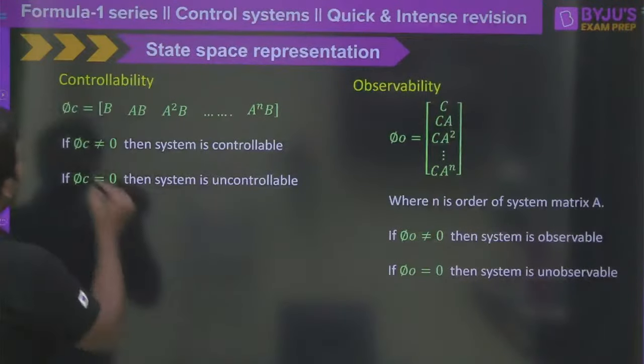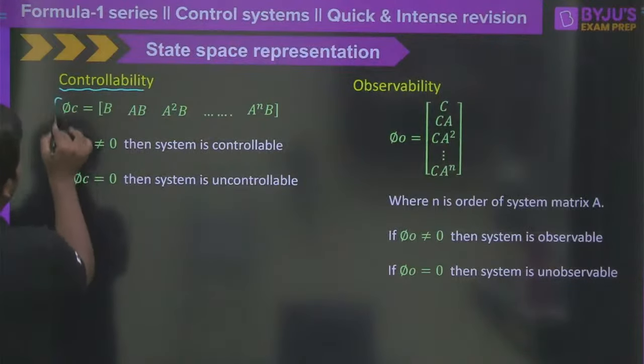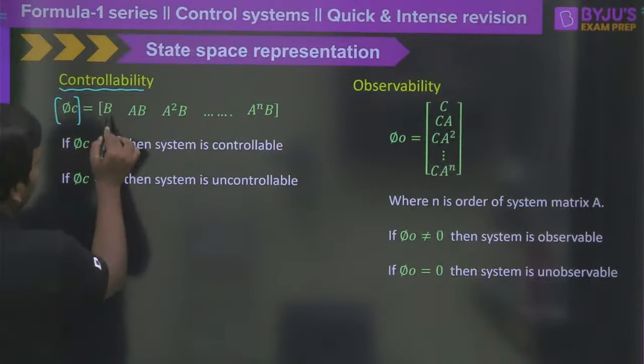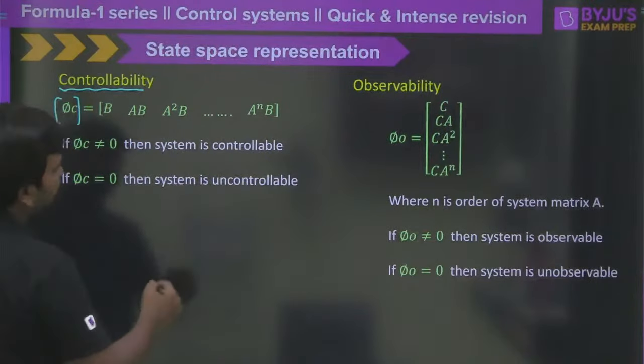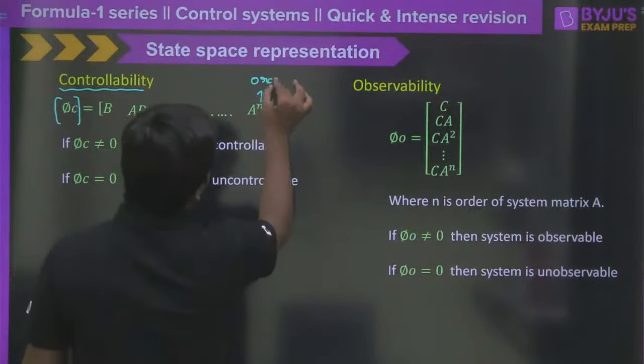Right? Controllability. If you want to check whether the system is controllable or not, we will define the controllability matrix, that is phi c, which must be B, AB, A square B, up to A power n minus 1 into B. Of course, n is considered as the order of the system.